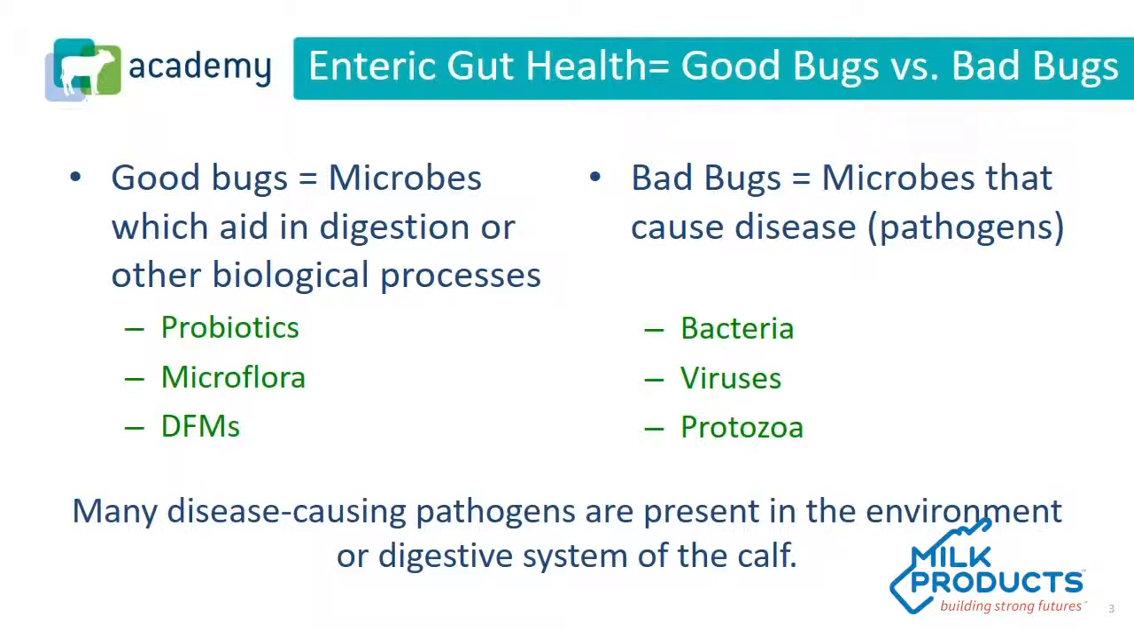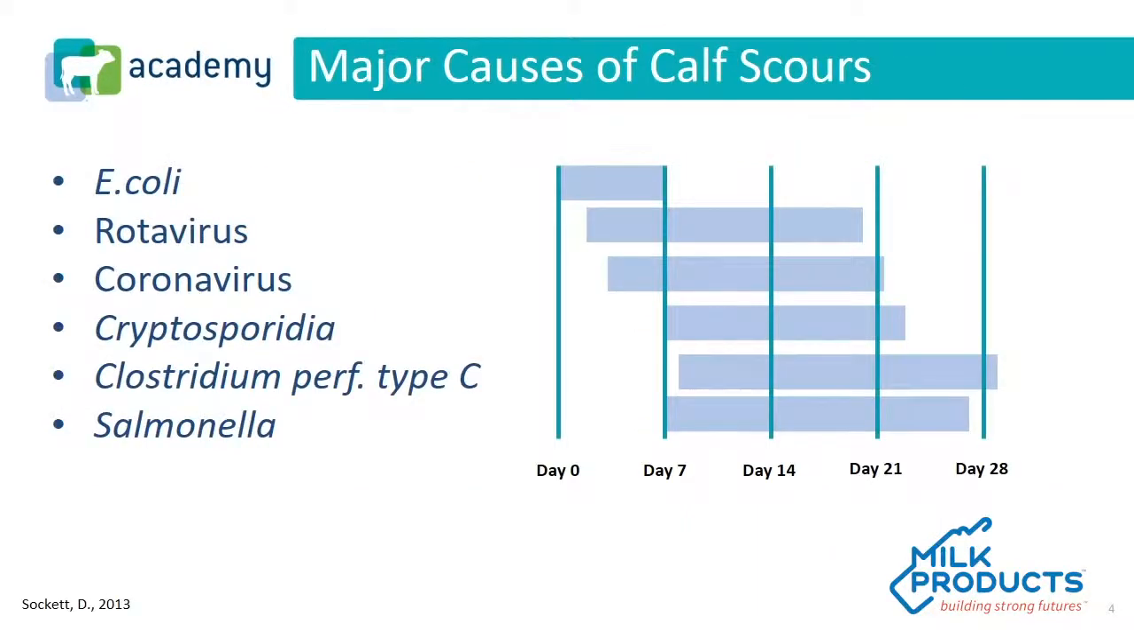Many disease-causing pathogens are already present in the environment or the digestive system of the calf. The purpose of feed additives in milk replacers is to keep those pathogens controlled or from establishing themselves in the small intestine. An indication of which pathogens are causing the problems in our calf is when the calf actually gets sick.